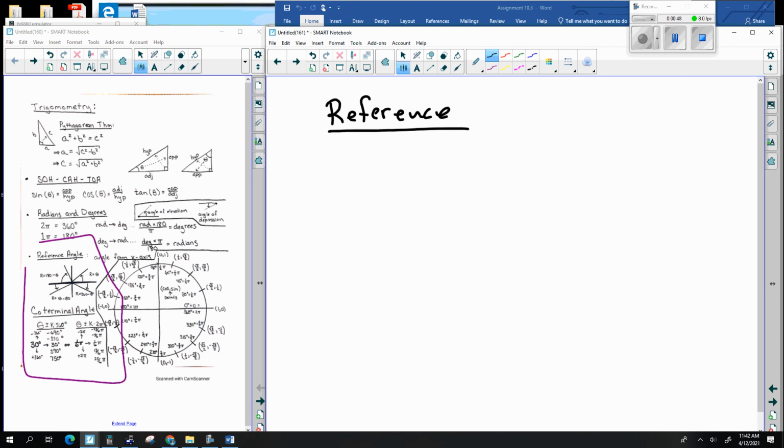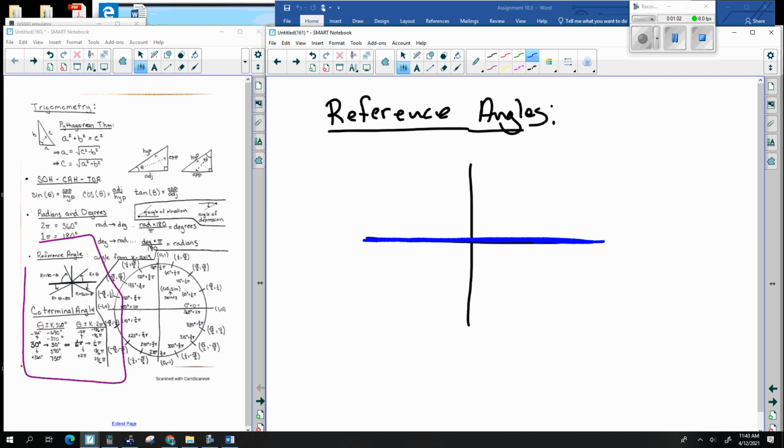All right, reference angles. Here is our XY coordinate plane. What it is, generally, is how many degrees is it from the x-axis? What is the smallest amount of degrees from the x-axis? So if my angle is right here, this would be the reference angle right there. And so the reference angle would generally be just whatever angle it is.